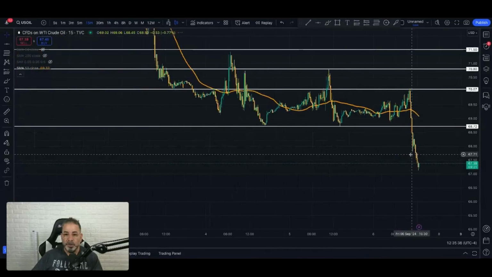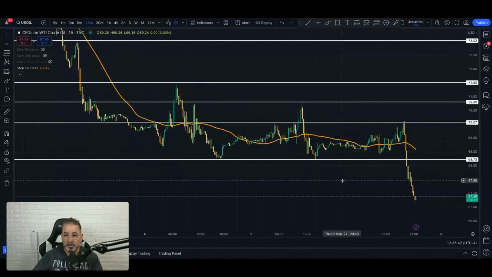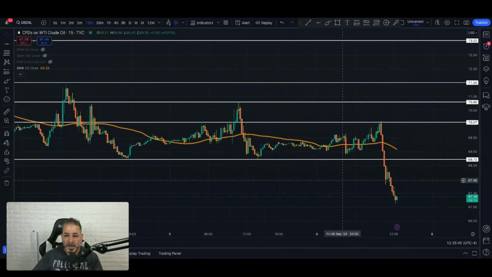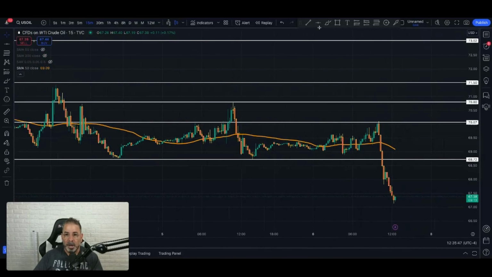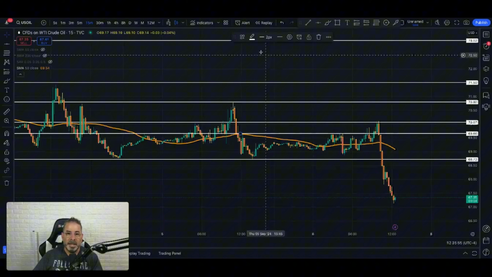And why the 15-minute chart? Well, because every time frame has support and resistance. Every time frame has support and resistance. So for example, right here, you're going to see how price came up.